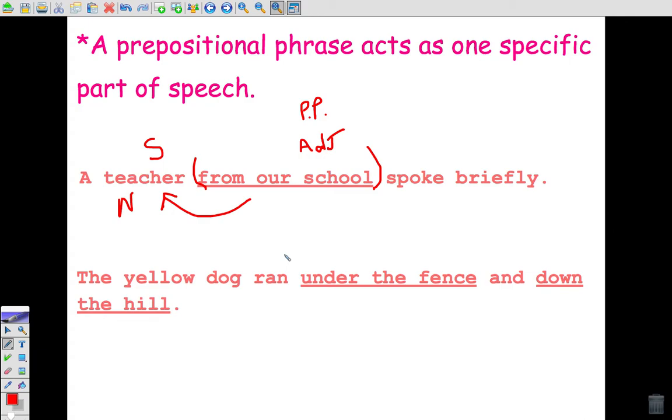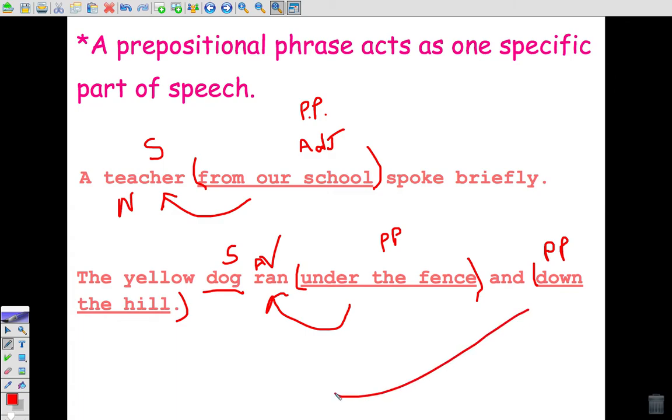The yellow dog ran under the fence and down the hill. We have the subject, dog. What did the dog do? He ran. Then we have two prepositional phrases. Where did he run? Under the fence and down the hill. Each of these is a prepositional phrase. They're not describing the dog. They're describing where he ran. So they're describing an action verb with specifics. So you would be able to tell us that the part of speech that describes an action verb is, of course, an adverb. So these two are adverb phrases. Make sure you're aware of that.